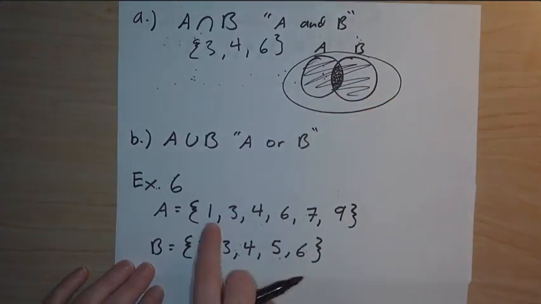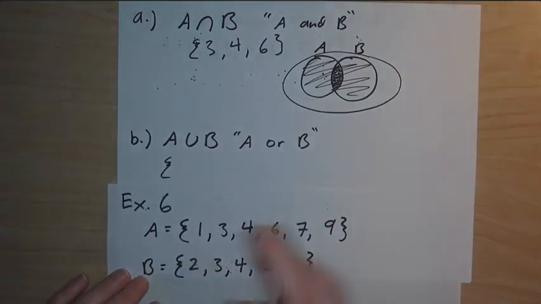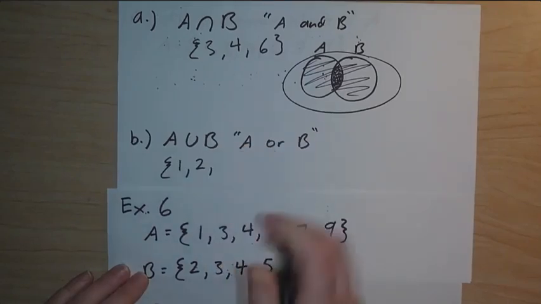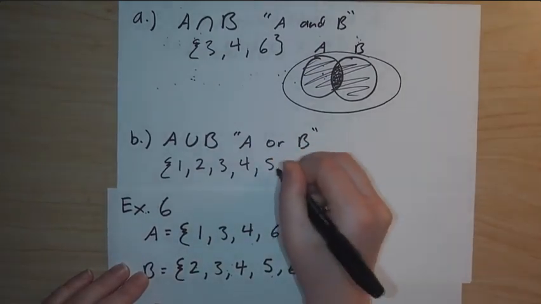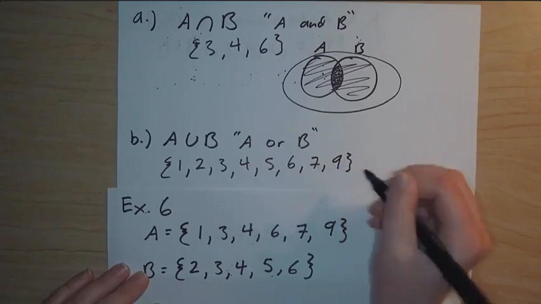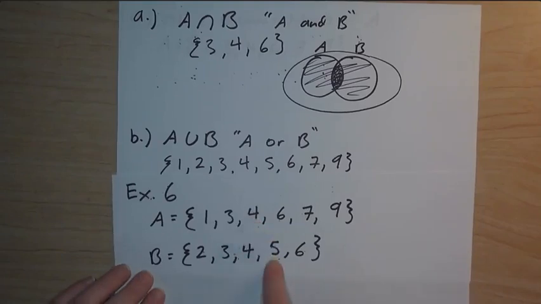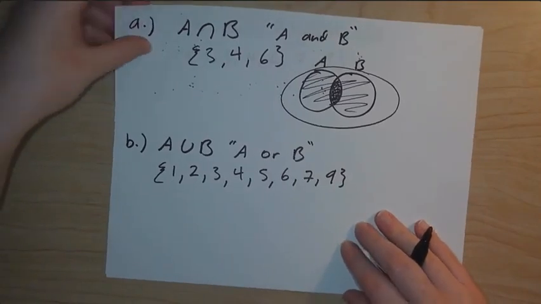All right, so this set would consist of, since A has 1, it would have 1. I'm just going to go in order of numbers. Since B has 2, we're going to include 2. They both include 3, so I'm going to include 3. They both include 4, I'm going to include 4. It has 5, it has 6, it has 7, and it has 9. So any elements that are in A or elements that are in B, so basically everything. And you wouldn't have to say 4 twice, even though it's in there. Okay, so that's parts A and B.